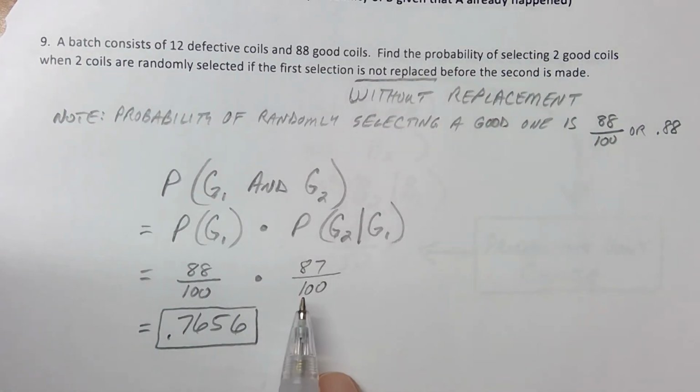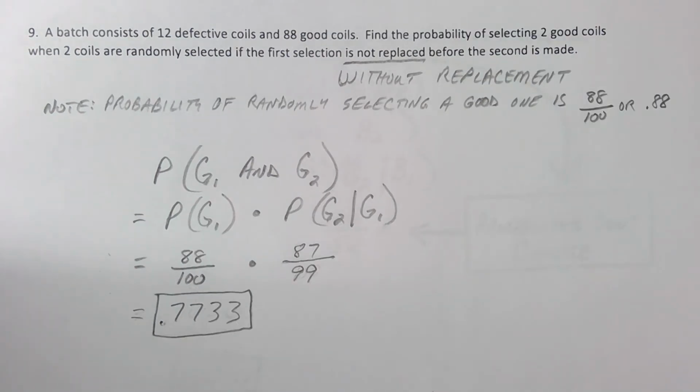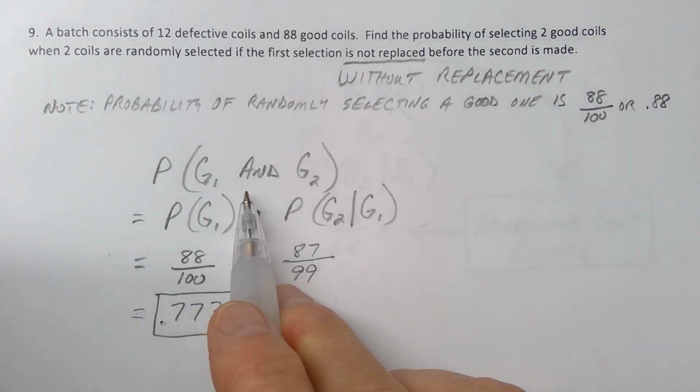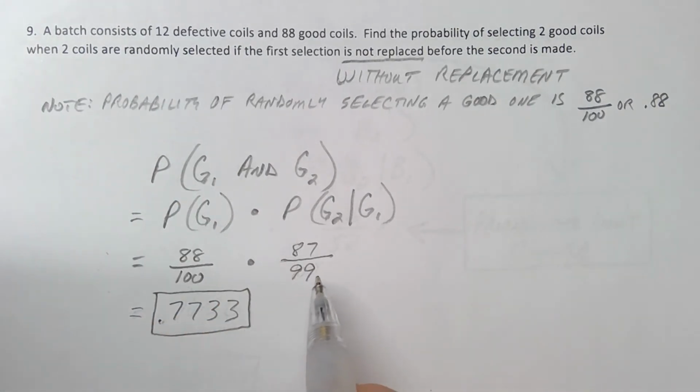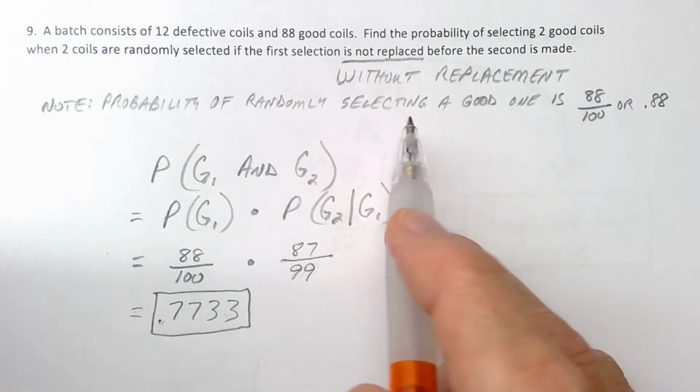Oh my gosh, I made a mistake. I got to fix this problem here. I just now saw it. I'm going to correct this real quick. Well, I'm glad I caught that. Okay, let me start over. I had to make a correction here because I messed up. There weren't 99 coils left. So let me start over.